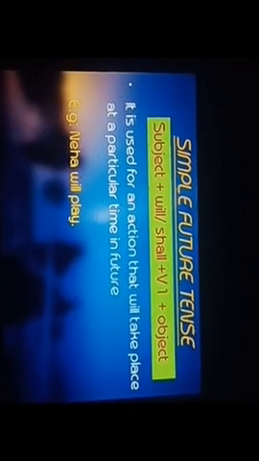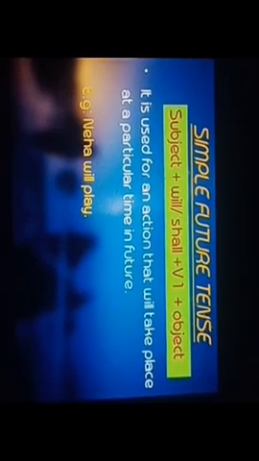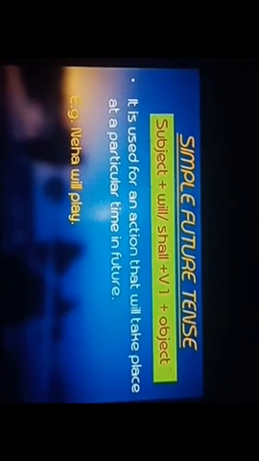Now we have simple future tense. That means we have completed past also. Children, we make simple future tense with the help of subject plus will or shall, and then verb first form, and then the object. It is used for an action that will take place at a particular time in future, or when we decide to do something at the time of speaking.